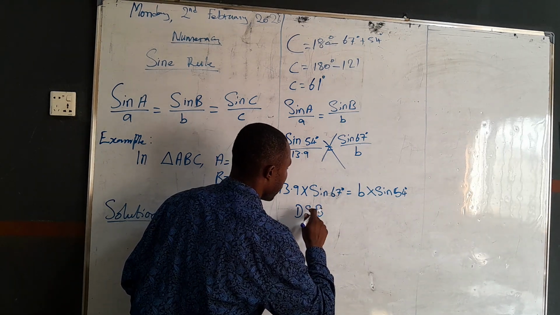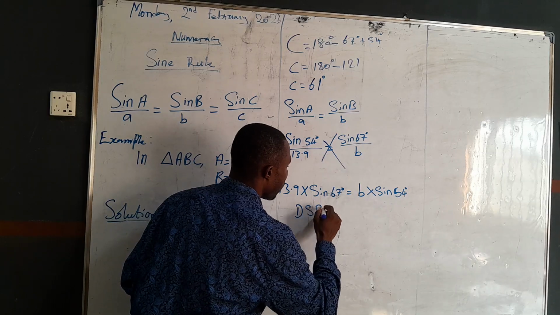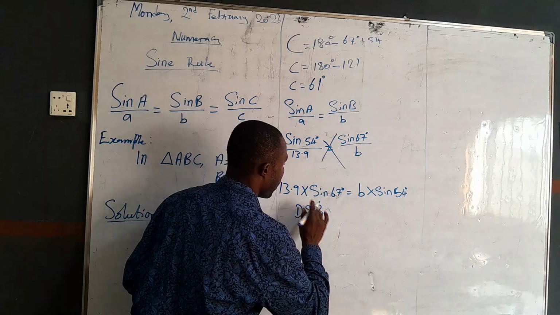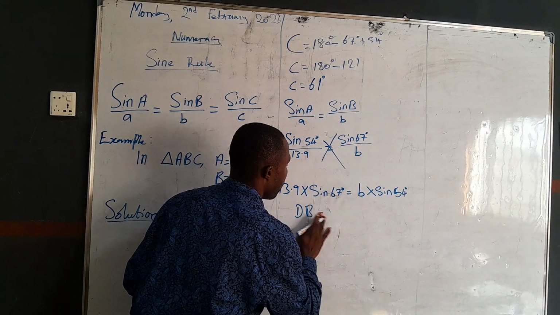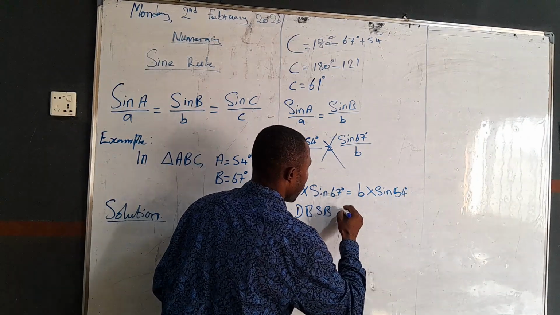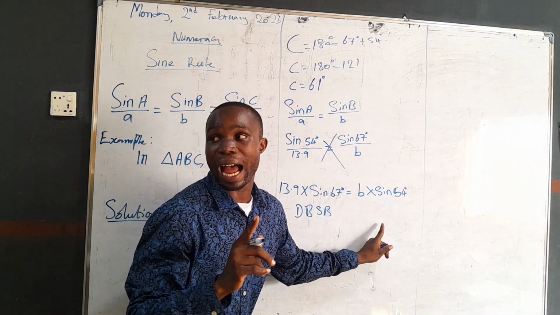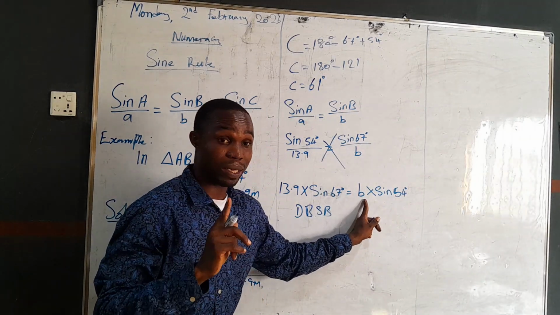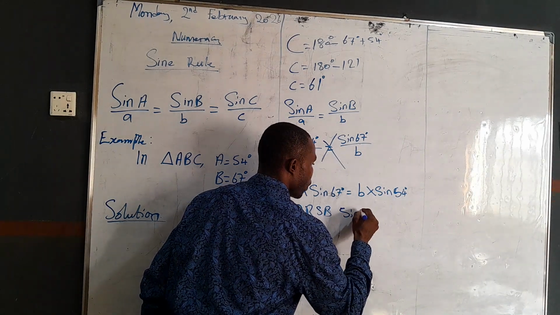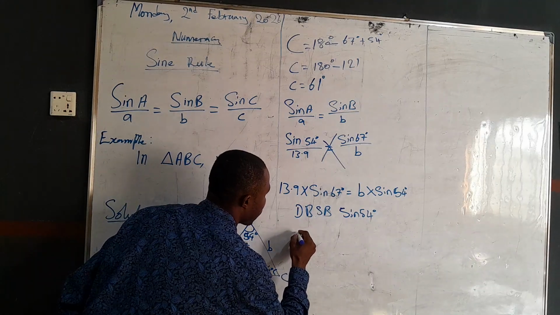So we divide both sides. Divide both sides by what? By sine 54. The essence of doing that is so that B will stand alone, by sine 54 degrees.